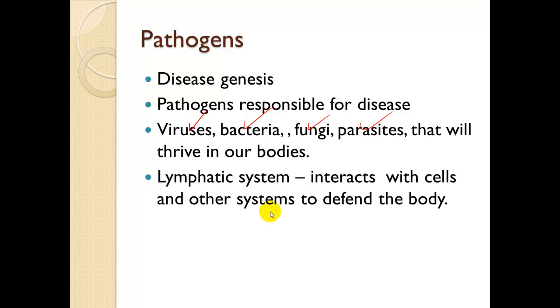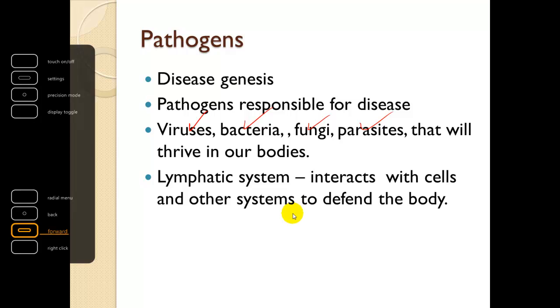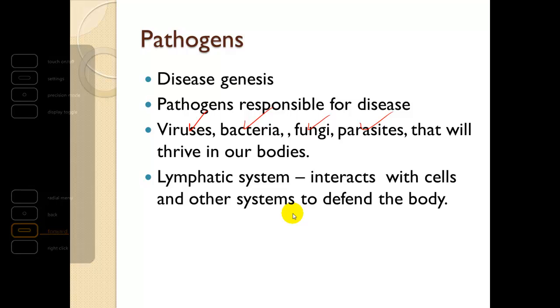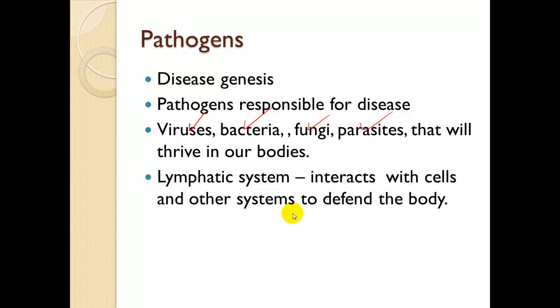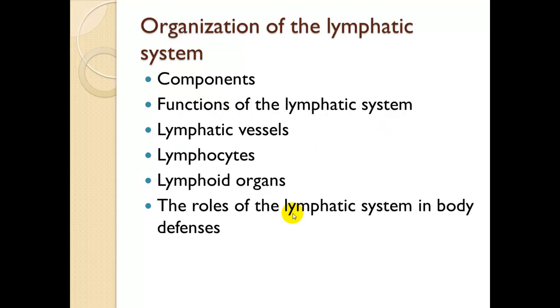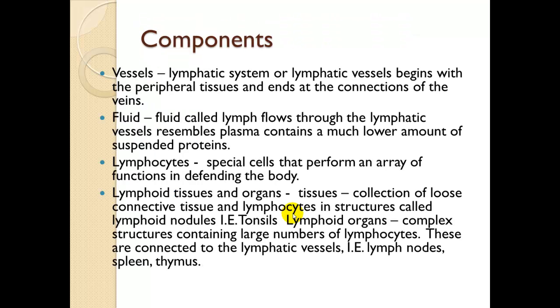Lymphatic systems pretty much interact with the cells and other organ systems to defend the body. These are pretty much the trash cans of the body. They are also very important in the ability of the body to initiate the immune system. Organization of the lymphatics: we're going to talk about components, functions of the lymphatic system, lymphatic vessels, lymphocytes, lymphoid organs, and roles of the lymphatic system in the body's defenses.